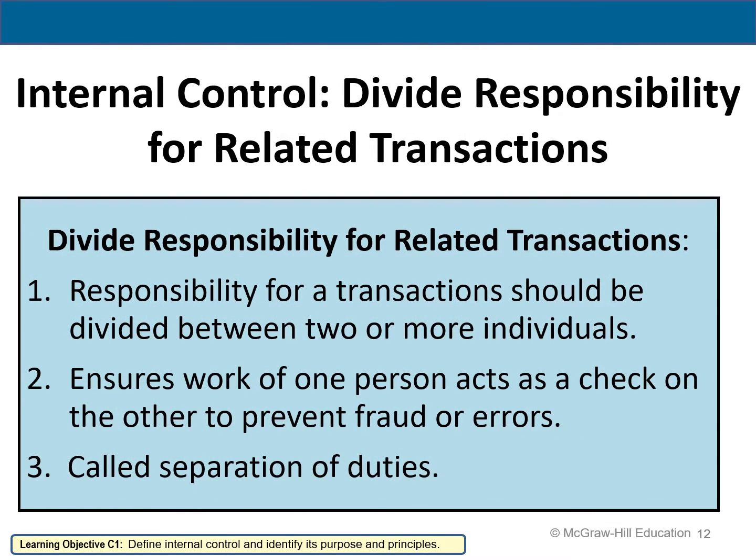The division of responsibility for related transactions. So responsibility for transactions should be divided between two or more individuals.